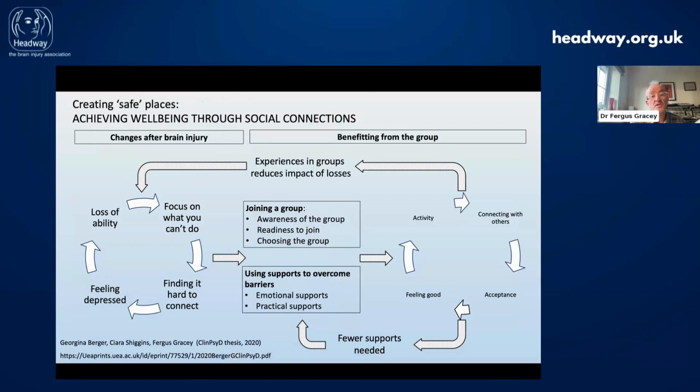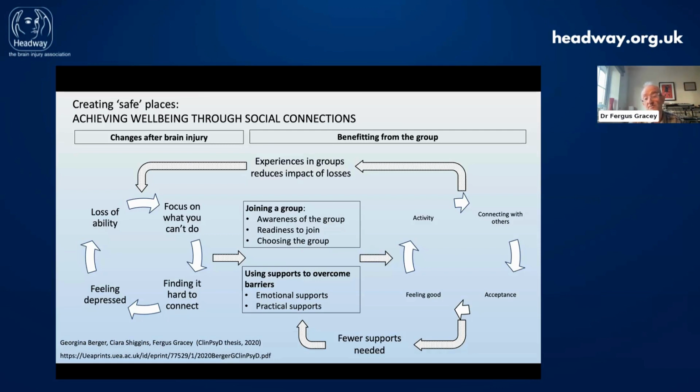And essentially, this was about the experiences that people had joining groups and participating in things. Some of them were Headway centers participating, but other things as well, things like community gardening projects, disability surfing group, a variety of different things. And people talked about how joining these groups at the right time, when they were ready, with support, practical and emotional, helped them move out of this cycle of loss and sadness and disconnection on the left through to a cycle of well-being, where they're engaging in activity, they're connecting with others.